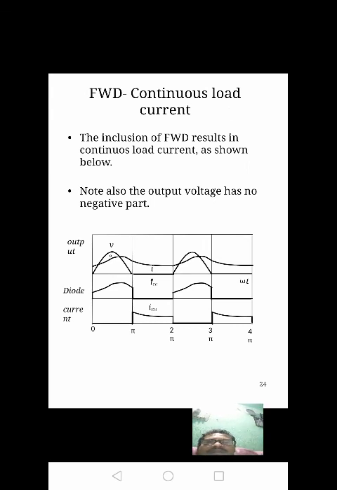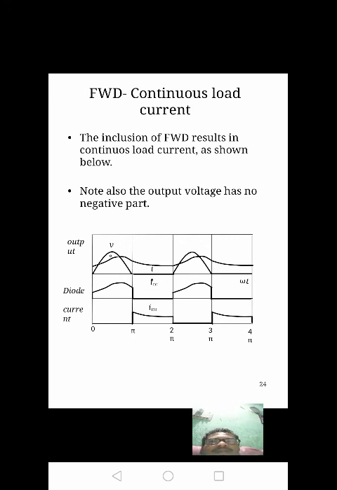Here we are observing the waveforms of the freewheeling diode with continuous load current. The inclusion of the freewheeling diode results in continuous load current as shown below. The output current is continuously at some value. In the previous condition, without the freewheeling diode, the current is discontinuous, because when the diode or thyristor turns off and there is no freewheeling diode, the action stops. At that time, the current flowing in the circuit is 0.